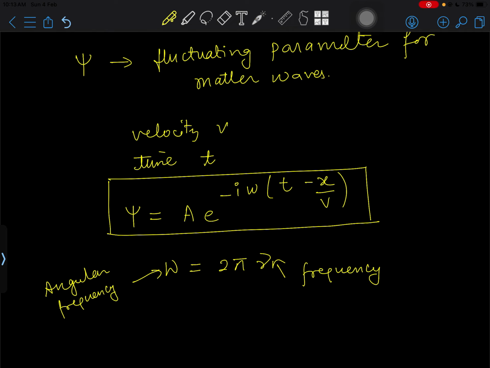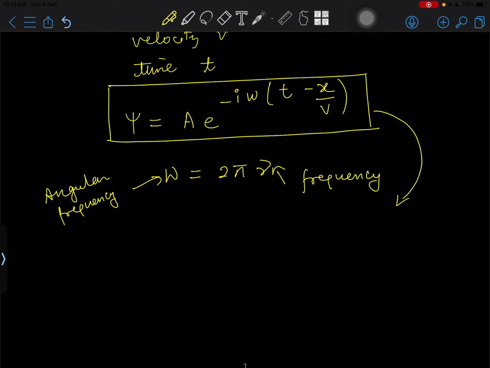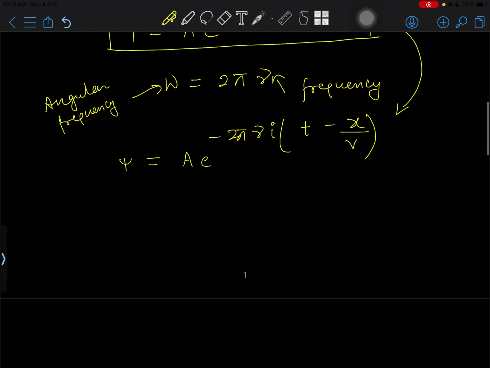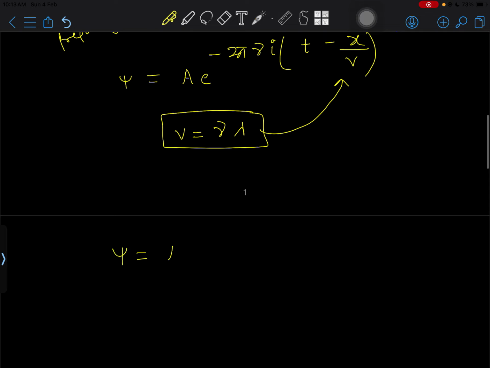Okay, so we can transform this equation into another one. Psi is equal to a e to the power minus 2 pi nu i (t minus x upon v). We can also write the velocity as nu lambda. Velocity is equal to frequency into wavelength. So it can be written as psi is equal to a e to the power minus 2 pi nu i (t minus x upon nu lambda).